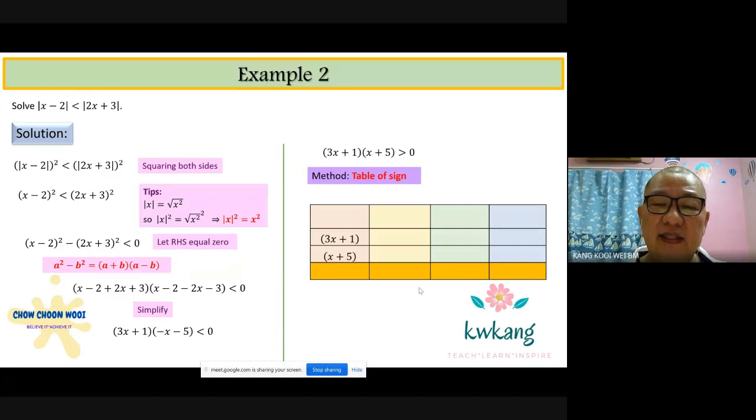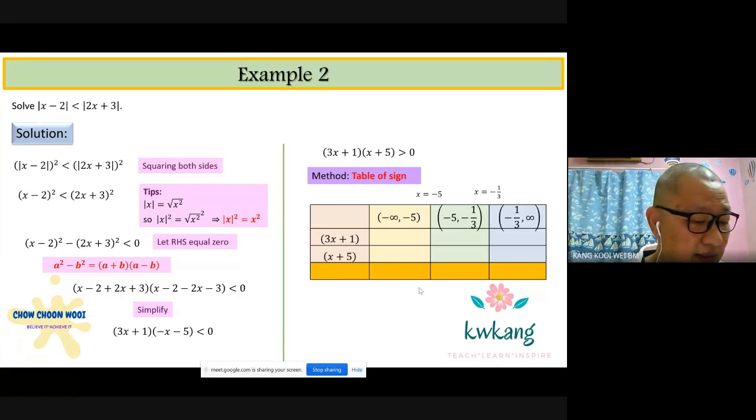So the first factor is 3x plus 1 and the second factor is x plus 5. Then we have these two critical values, then we need to determine the interval. The first one is from minus infinity to negative 5, then from negative 5 to negative 1 over 3, and from negative 1 over 3 up to infinity. Selepas ini kita buat apa? Selepas ini, we need to determine the sign for each factor. This is negative, this is negative, this is positive, negative, positive, positive.